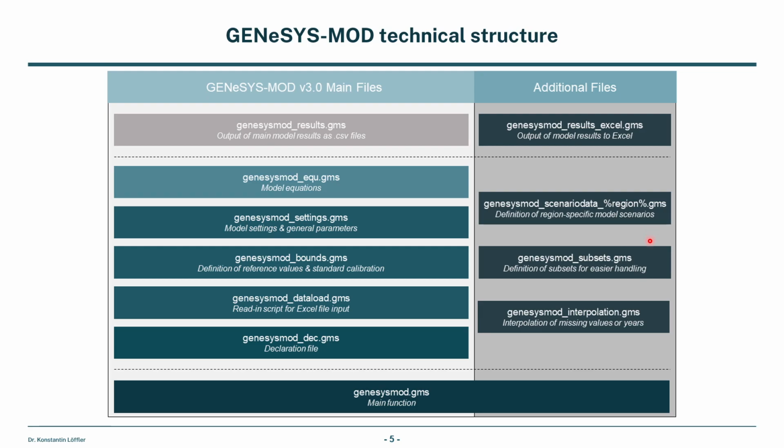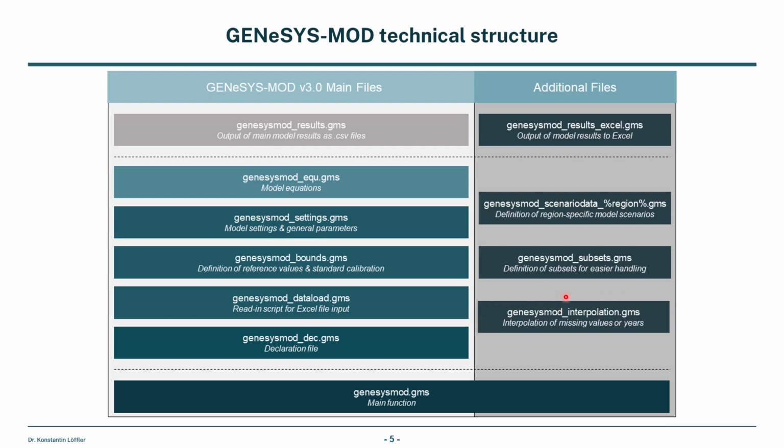coding here. Then another file is the GENeSYS-MOD subsets.gams file. These are definitions of subsets, which make handling a little bit easier because then equations can be constructed only for these specific subsets. So this is a file that contains different lists of, for example, technologies that are then subsets of the entire set of technologies.